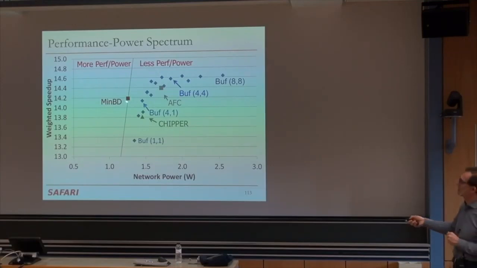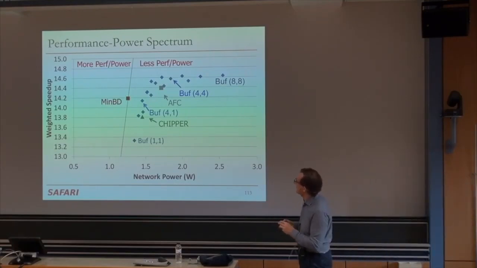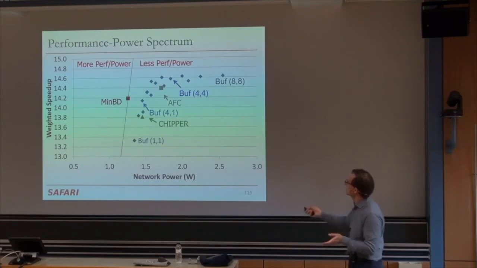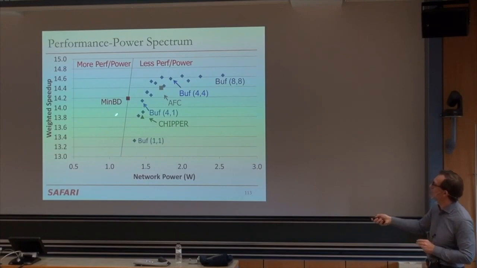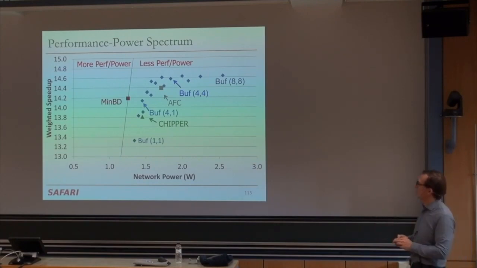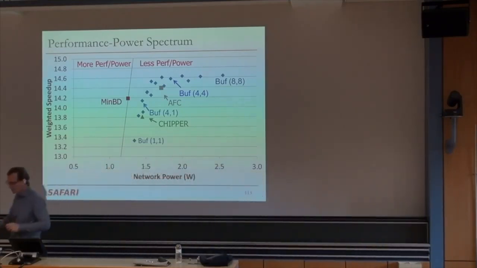And MinBD is actually over here, which is good. So its network power is low and its performance is high. If you want even higher performance, essentially, you need to pay more network power. So this may be a good Pareto optimal operating space, but for relatively little performance improvement. I'm going to go here because this is not working really well right now.